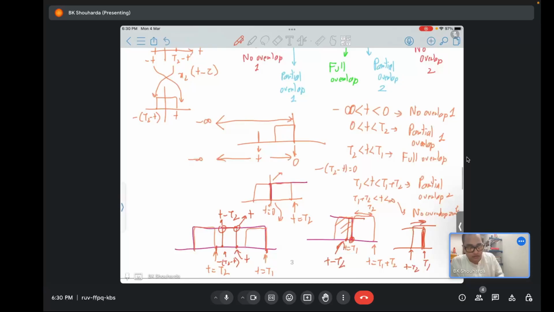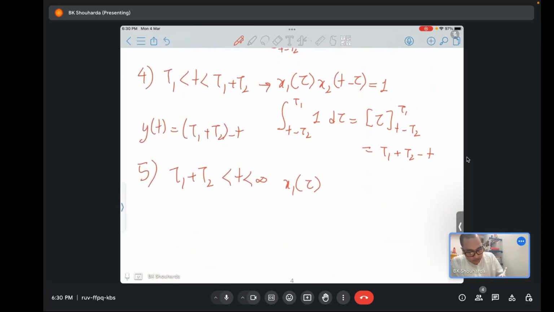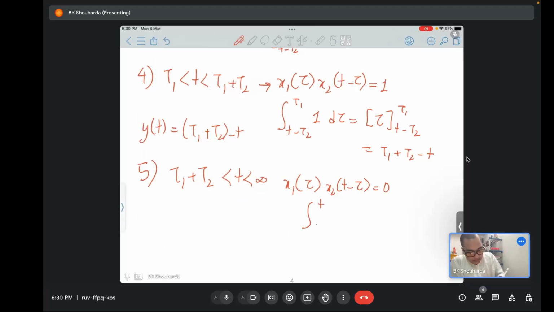And finally for the final interval t greater than t1 plus t2, up to infinity, this overlap becomes 0. Why? It's outside. Alright, so x1 of tau times x2 of t minus tau is 0. So the integral of 0 d tau is 0. So it is 0 over here.